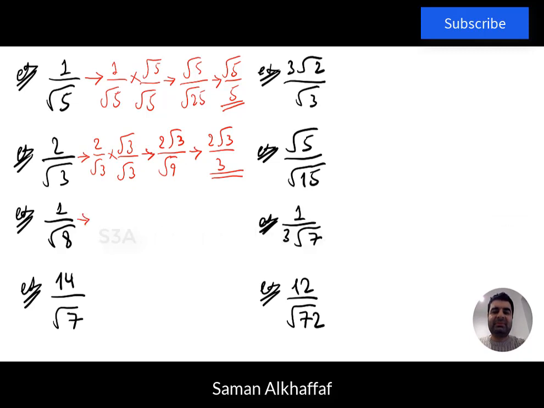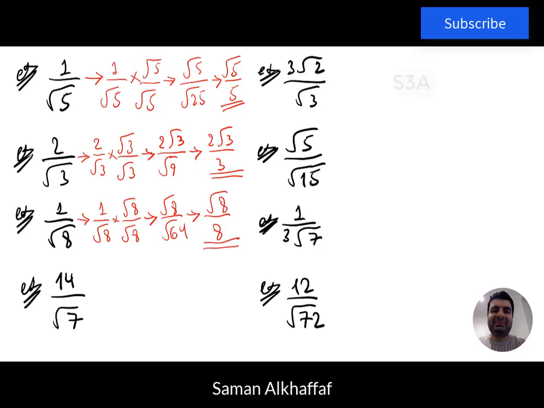In this example, we have 1 over root 8. So we can write it as 1 over root 8 multiplied by root 8 over root 8. This can be simplified to root 8 over root of 64. Root 8 multiplied by root 8 gives us 8, so we can write it as root of 64, and then we have root 8 over 8. This will be our final answer.